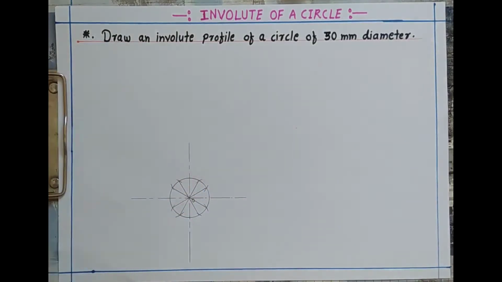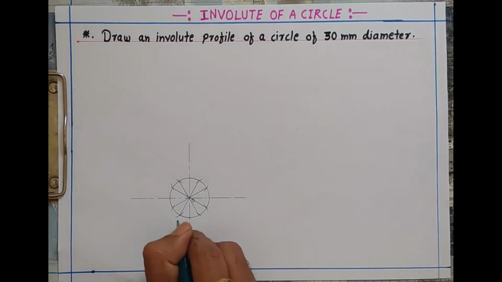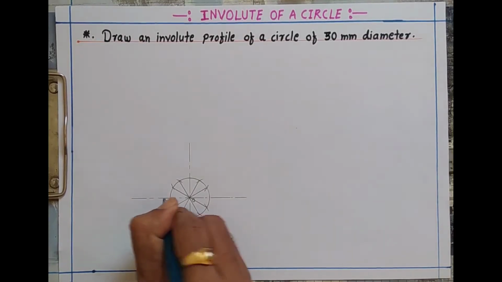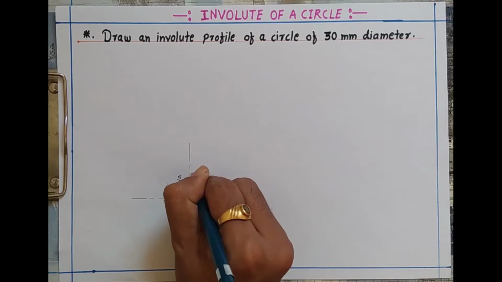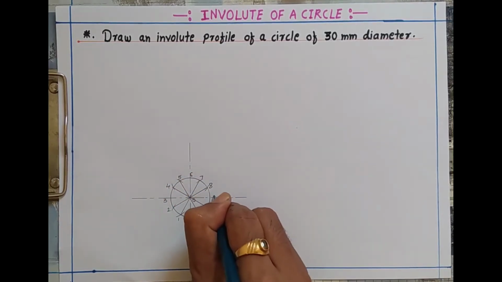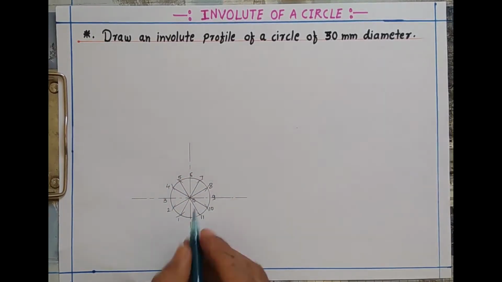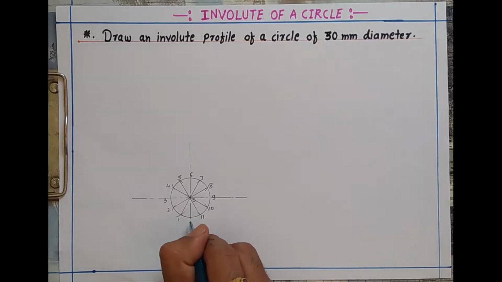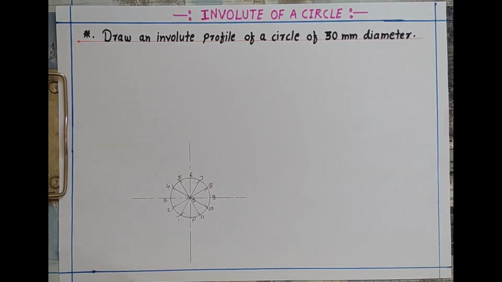So here you can see the circle has been divided into 12 equal parts. Now just name every point: 1, 2, 3, 4, 5, 6, 7, 8, 9, 10, 11, and for the last point, instead of 12, we name it P.